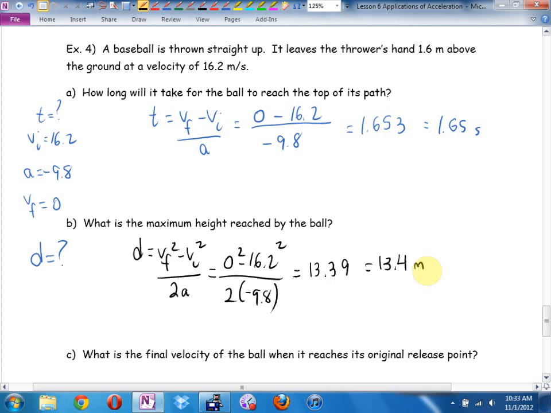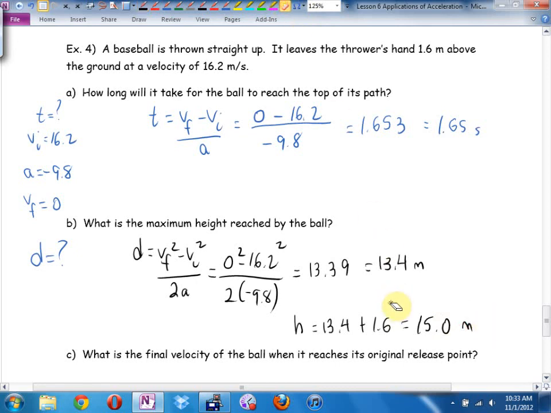I think the height is going to be 13.4 plus the 1.6. I think the actual height above the ground is going to be 15 even, yes? And you know what? I should go probably 15. Oh, no. 1.6 is 2 sig. Oh, no, wait a minute. We're adding. For sig figs for adding, you always went to the biggest decimal point. So I'm going to go 15.0 meters.